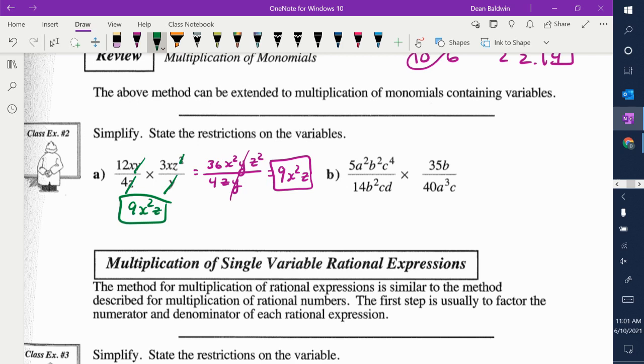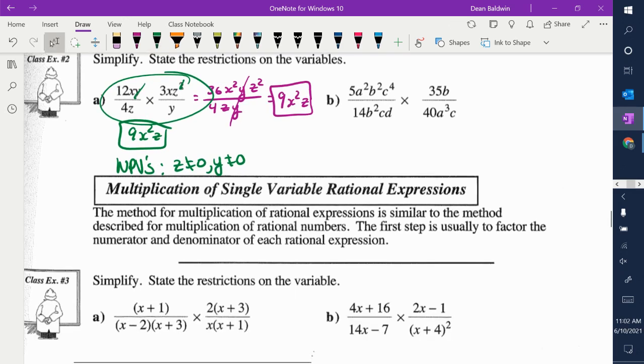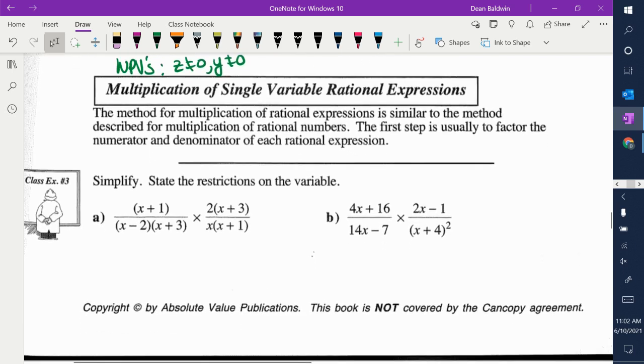What would the restrictions be on this one? Show you the original. There's the original. What would the restrictions be? What are the NPVs for this one? Z cannot equal 0 and y cannot equal 0, right? Because they're both in the denominator. Okay. If you have two variables, you have to write the variable. But if it's just one variable, like the next one we're going to do, you can just write what they are. Okay, this is what you're going to see.